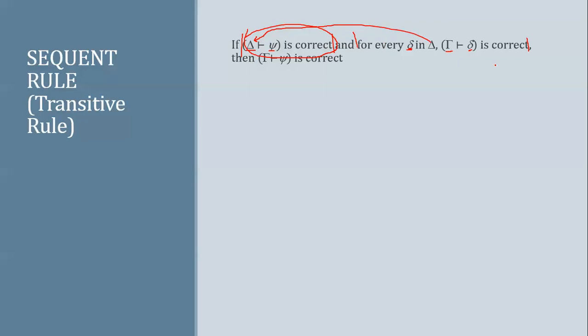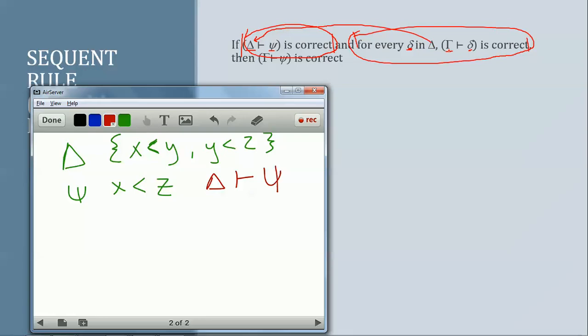Now we want to see, I'm going to show you something where every statement in delta is entailed by gamma. So let's do blue instead, actually. Let's say gamma is a set of statements, and the statements in gamma are: x is less than a, and a is less than y. And then also, y is less than b, and b is less than z.